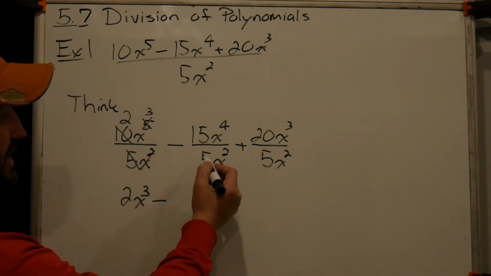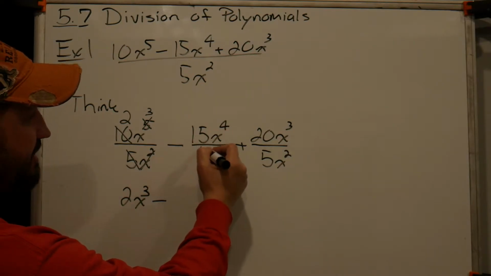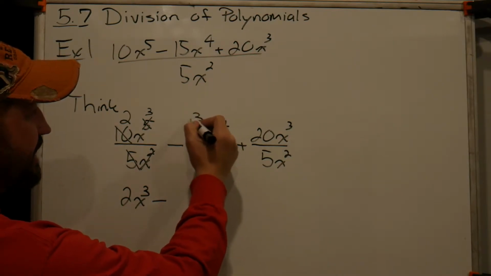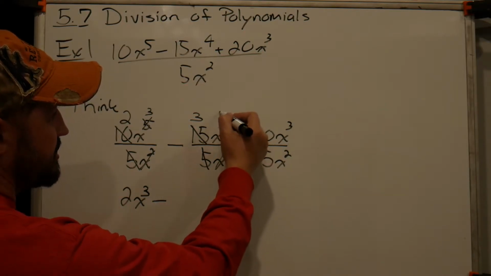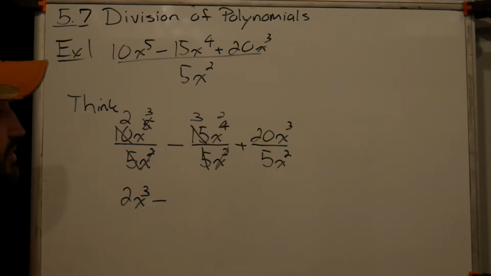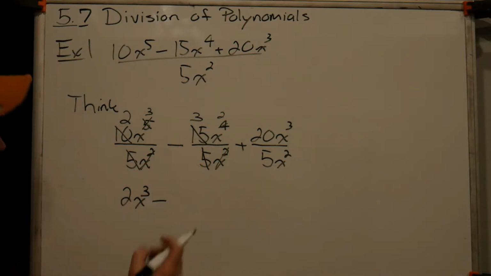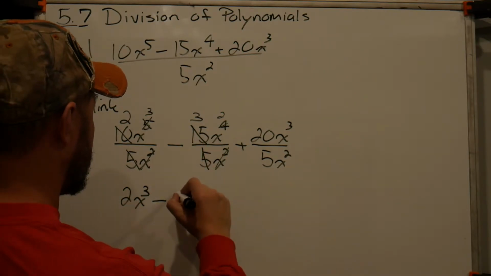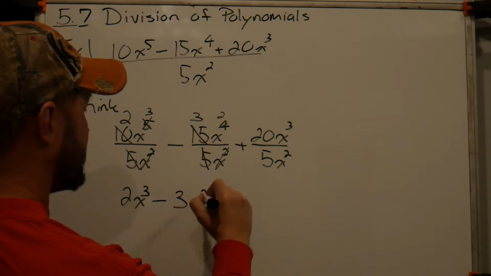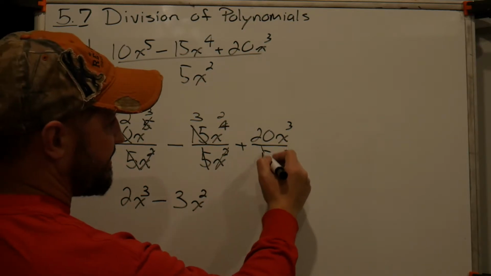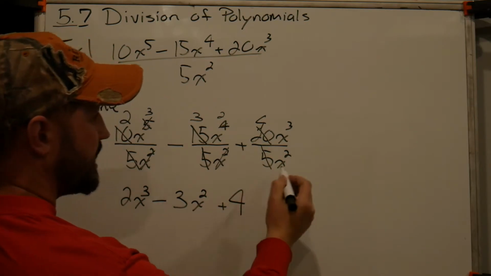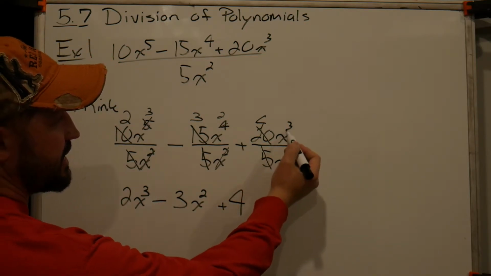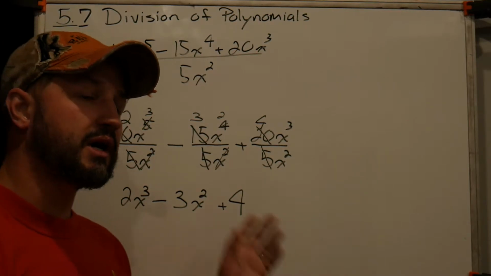Then I'm subtracting 15 divided by 5, which is 3, and x to the 4th divided by x squared. 2 goes into 4 2 times, leaves me with 2 of them. I can get 1x squared out, and I'm left with an x squared, basically. So I'm left with 3x squared. Then here, my 5 goes into my 20 4 times, and then I have an x squared and an x cubed.